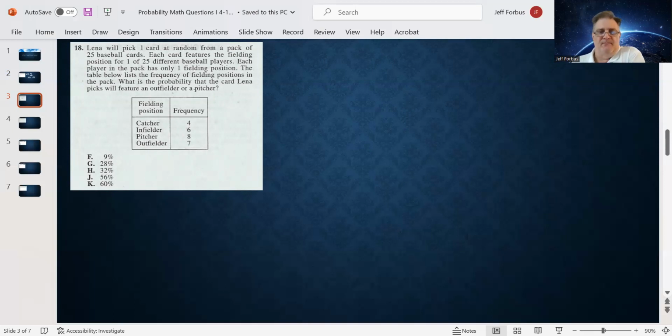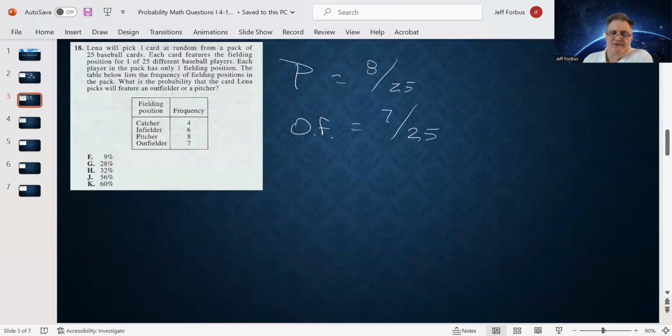What is the probability that the card Lena picks will feature an outfielder or a pitcher? The word "or" is important. That means we're going to add these probabilities together. So we're looking for a pitcher. So I'm going to let P equal pitcher and OF equal outfielder. So there are 8 pitchers. And there's a total of 25 players. So there's 8 chances out of 25 you'll select that card. Outfielders have 7. And that's out of 25. So there's 7 chances out of 25 that you will be able to grab an outfielder card.